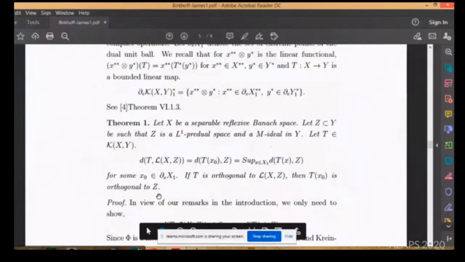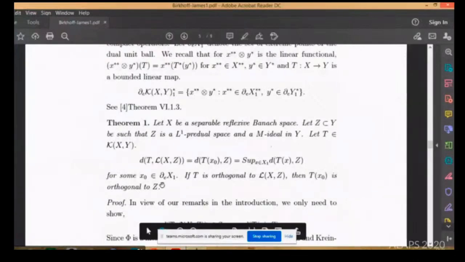There is a point x naught of length 1 such that the distance of T of x naught to Z is really equal to the supremum taken over all unit vectors of the corresponding point-wise distances. So this is the minimax formula. So the validity of this minimax formula is very clearly equivalent to: if T, this compact operator, is orthogonal to L of X, Z, then at this point x naught, T of x naught is actually orthogonal to the corresponding subspace Z.